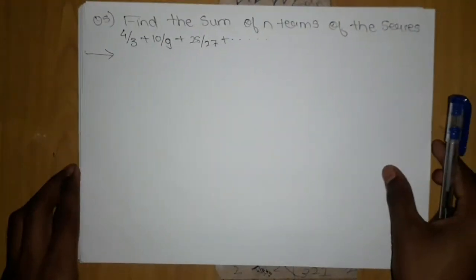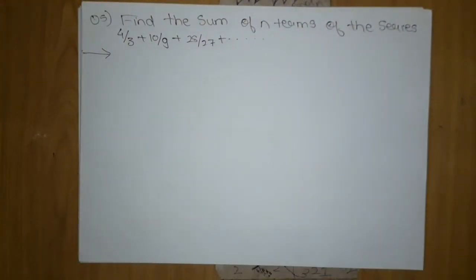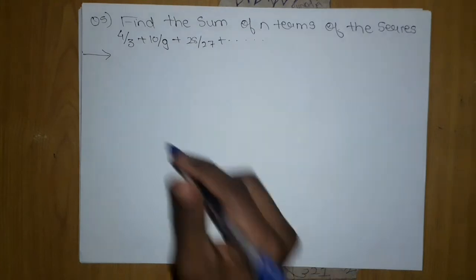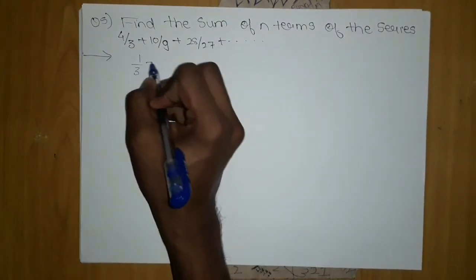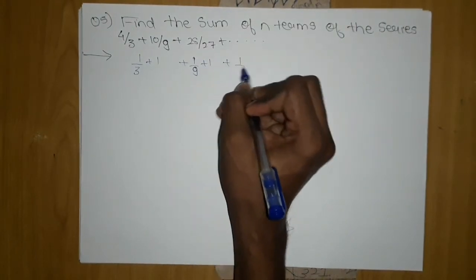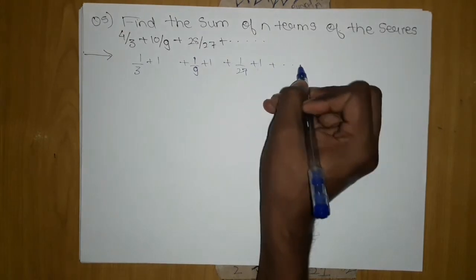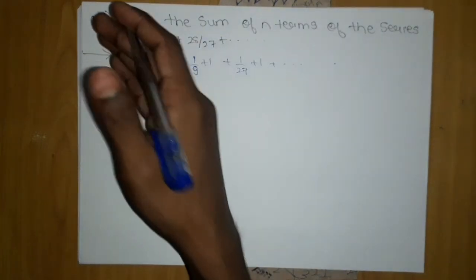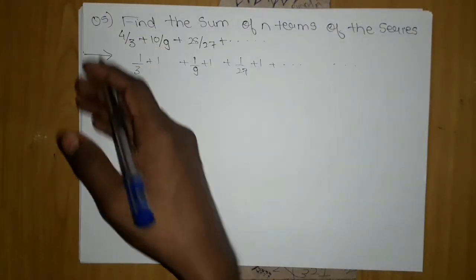The next question is question number 5, which says: find the sum of n terms of the series 4 by 3 plus 10 by 9 plus 28 by 27 plus, and so on. Now one thing which you can directly understand, even a class 10 child will understand, is that I can write this thing like this, plus 1 like this. These things you must now become familiar with. 4 by 3, whenever you see higher power upon lower power, it can be done like this.